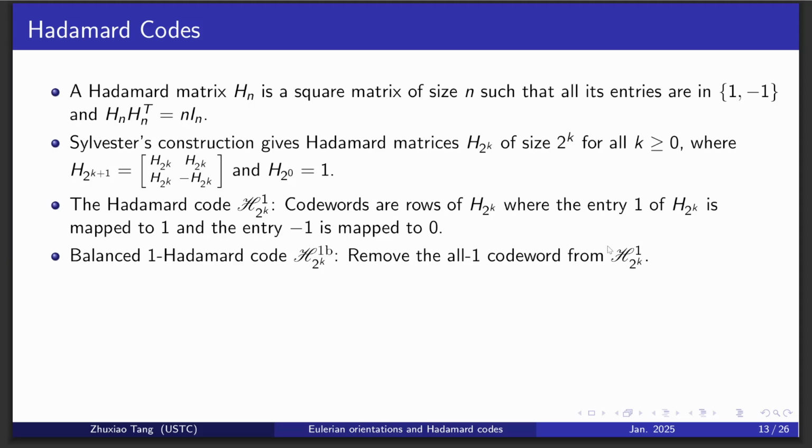The Hadamard code corresponds to those code words where we view every row of the Hadamard matrix as a code word, and we map 1 to 1 and -1 to 0. Then it becomes a Hadamard code. And by Sylvester's construction, we know that the first row of the Hadamard matrix is all ones, and if we remove it, it will become a balanced Hadamard code. Balanced means that every code word contains half ones and half zeros.